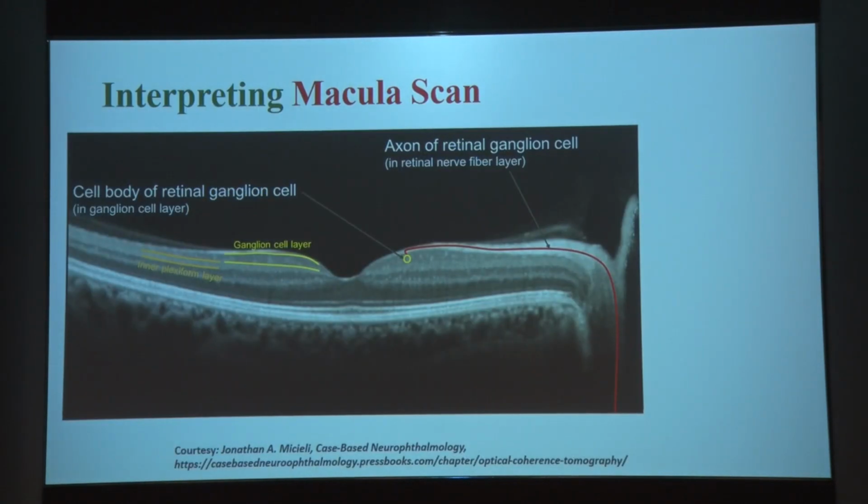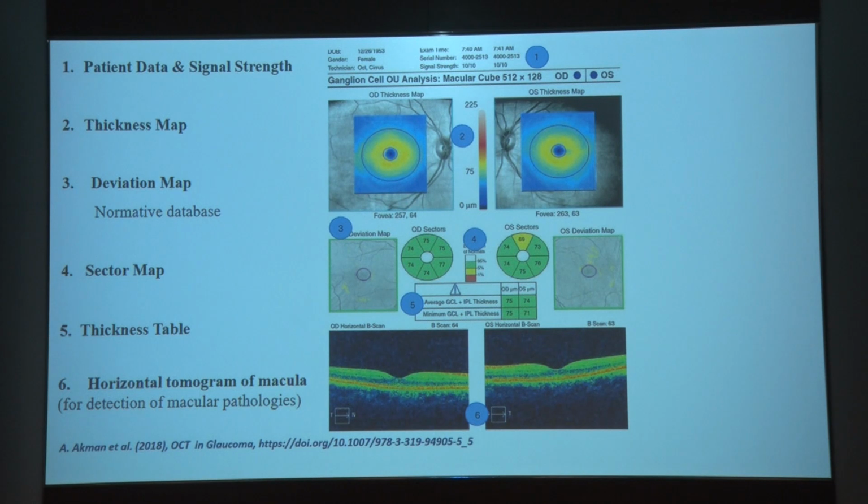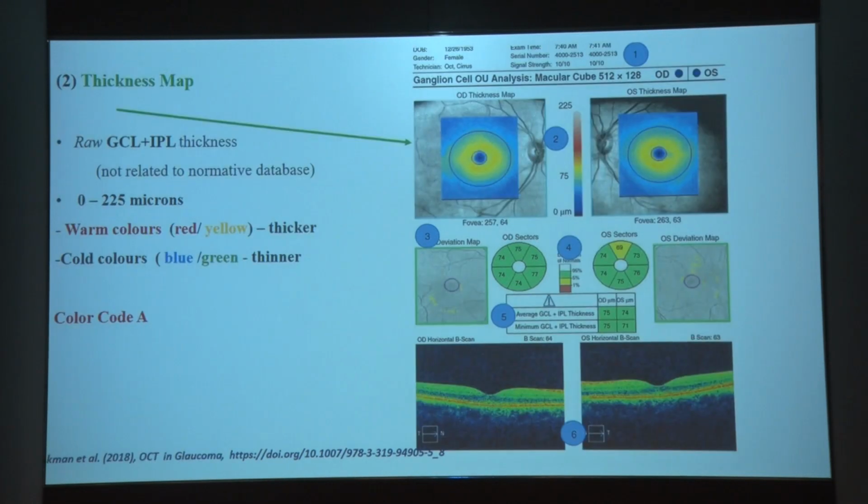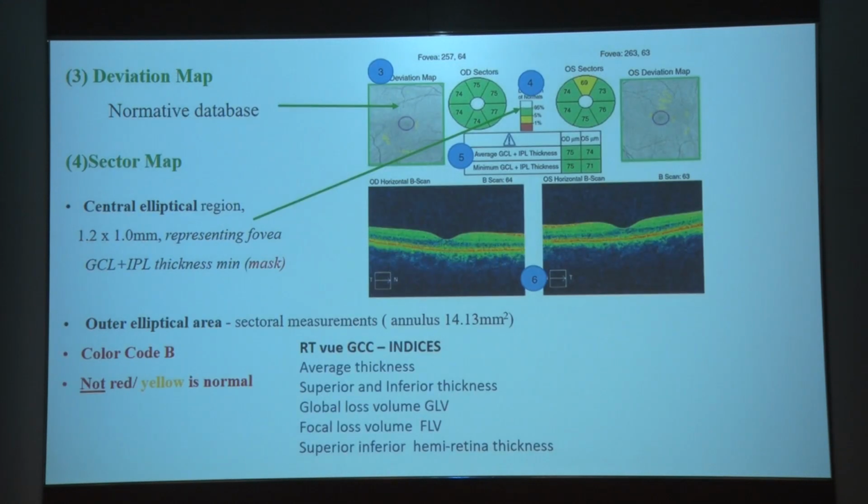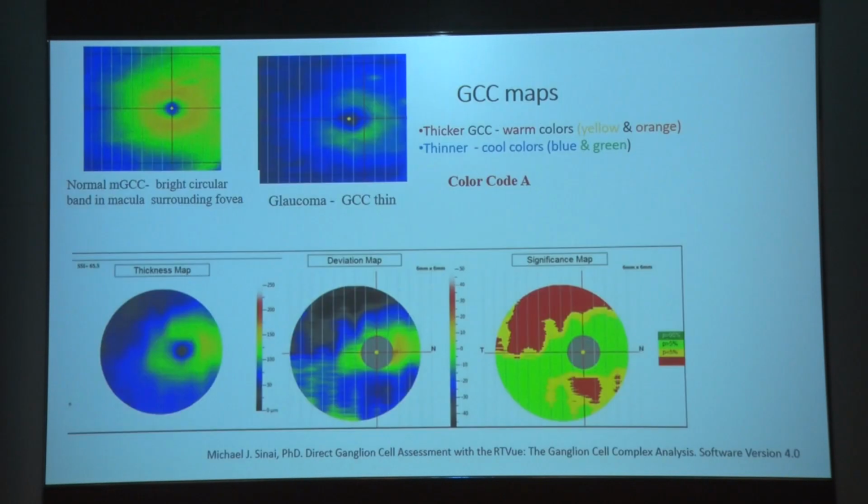How do you interpret the macular scan? Again, the same way: data strength, thickness map, deviation map, sector map, thickness table. So let's come to one. Thickness map: the warm colors, the red is the better boy. It is raw, not related to the normative database; it's color code A. Then the deviation map is color code B, where red is the bad boy. So not red and yellow is normal, and the red is the thinner ones. And again, we just talked about the macular area and the fovea.